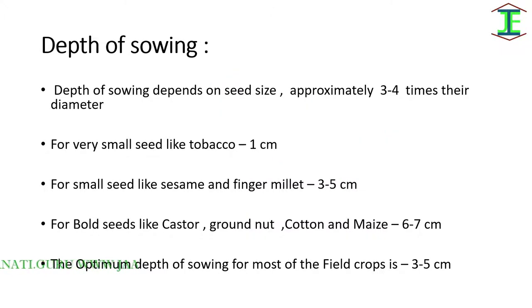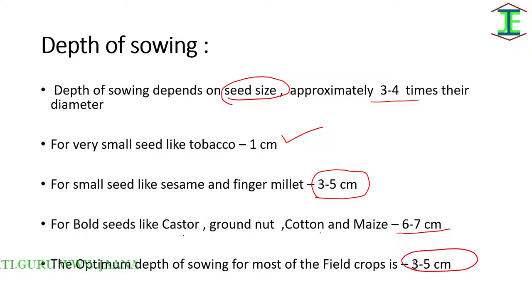Mainly the depth of sowing depends on seed size. This is important for your exam. It is approximately 3 to 4 times the seed diameter. For very small seeds, the depth is 1 cm. For small seeds like sesame and finger millet, it is 3 to 5 cm. For bold seeds like castor, groundnut, cotton, and maize, it is 6 to 7 cm. The optimum depth of sowing for most field crops is 3 to 5 cm. The seed size and the optimum depth are important for your exam.